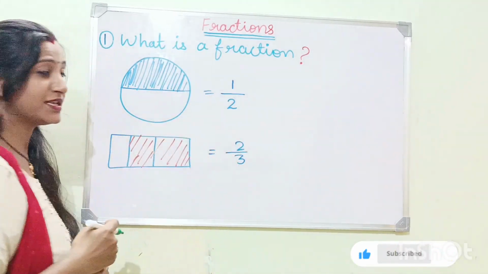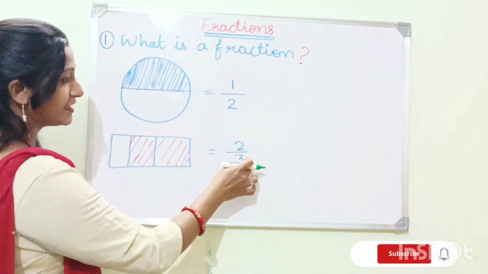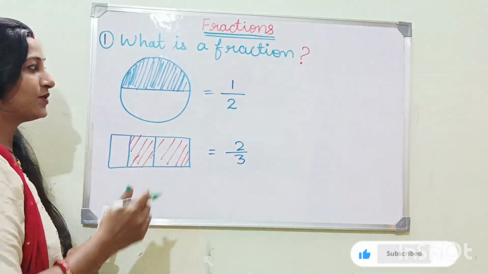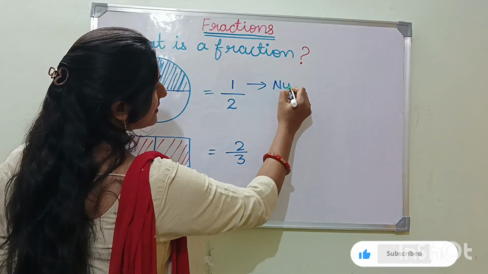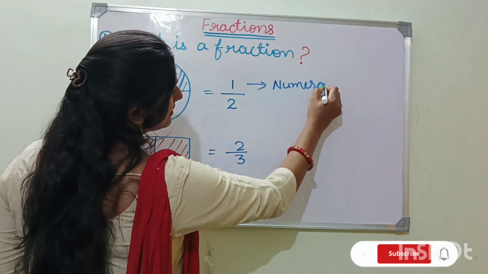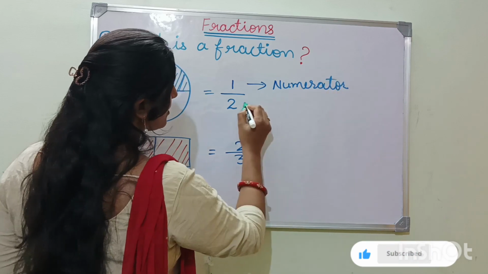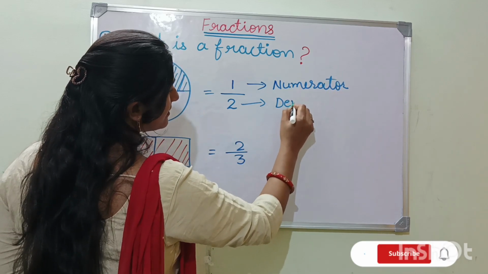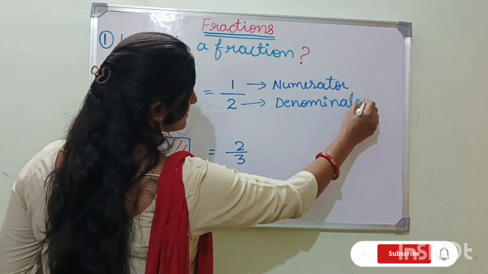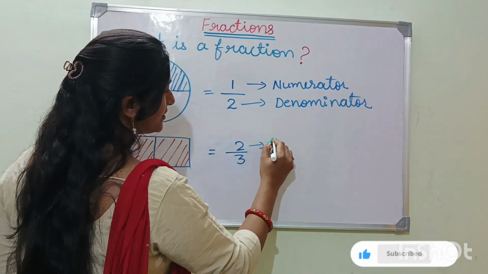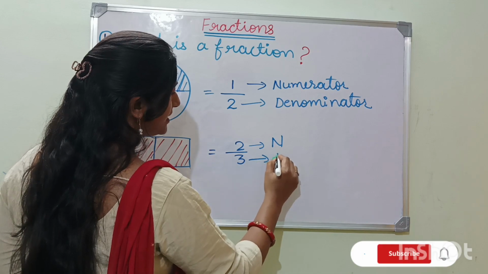Then the question is, what do you mean by this 2 and 3? What do we call them? The upper value is called the numerator, and this is called the denominator. So same as here, this is your numerator and this is your denominator.